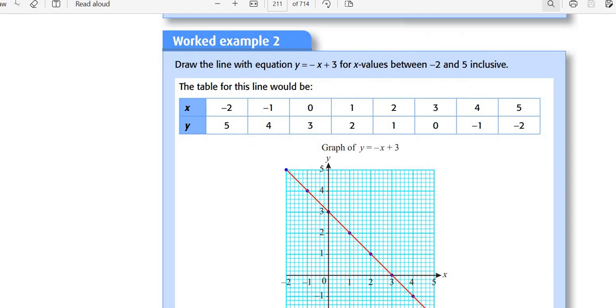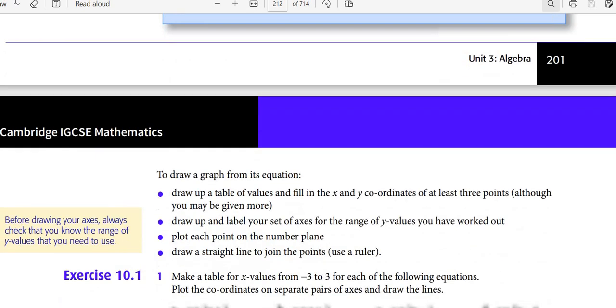Okay, do the work example number 2. Draw the line with the equation. They give you the equation and the values between -2 and 5 inclusive. Here are the integer values. Okay, and do the graph.